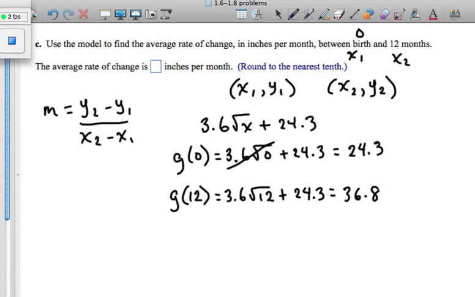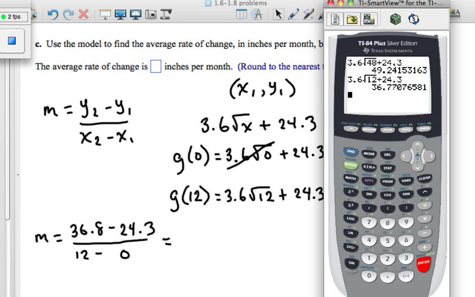36.8 is my y2. So what I'm going to do now is plug in y2, which we just said is 36.8, minus y1, which we found to be 24.3, divided by x2, which is 12, minus x1, which is 0. Alright, and we're going to need our calculator once again.